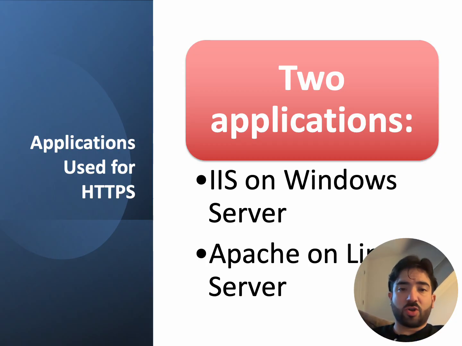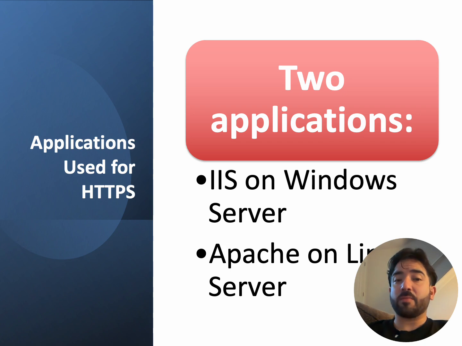Also, while reading the instructions that the professor gave us, there are two applications to use for HTTPS. One of them is Windows Server, where we use IIS, which I installed and configured. On Linux, we could choose between Apache or Tomcat, and I chose Apache because it is more common and easier to harden for this project.